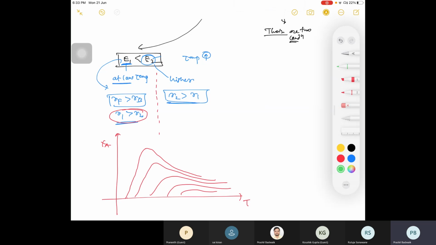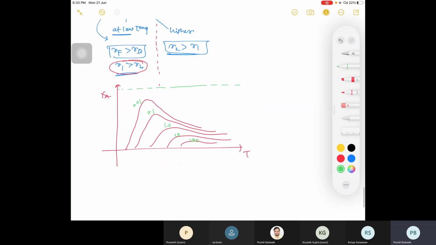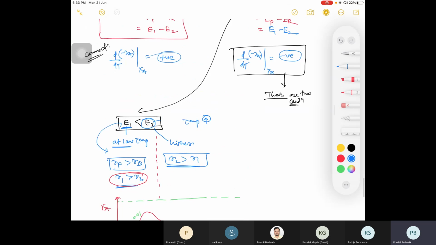And this is for minus RA equal to, suppose, 0.01. This will be your 0.1. This is your 1. This is your 10. This is your 100. In case of an endothermic reaction, what kind of curve will you get?